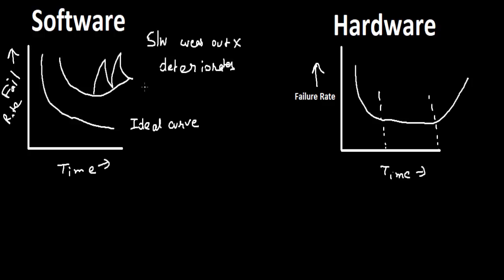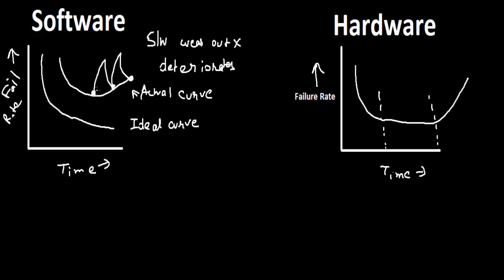But in practice it does not happen that way. So this is the actual curve right here. Basically the initial failure rate is high, errors are introduced and solved. During its life, software undergoes many changes. So this causes some spikes, that is the rise. This point causes some changes, and this point causes changes.